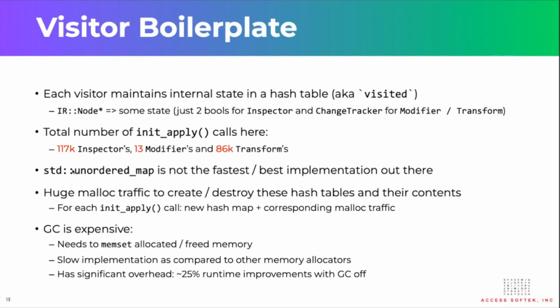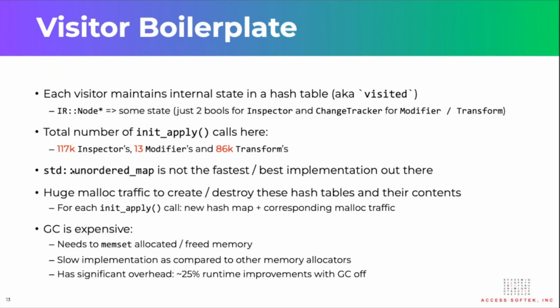Under the hood, this hash table is backed by the ordinary unordered map. So it's not the fastest and not the best implementation out there, due to many different reasons. There is huge malloc traffic to create and destroy these hash tables, because essentially every visitor invocation creates a new hash table from scratch, so it allocates all the necessary things.